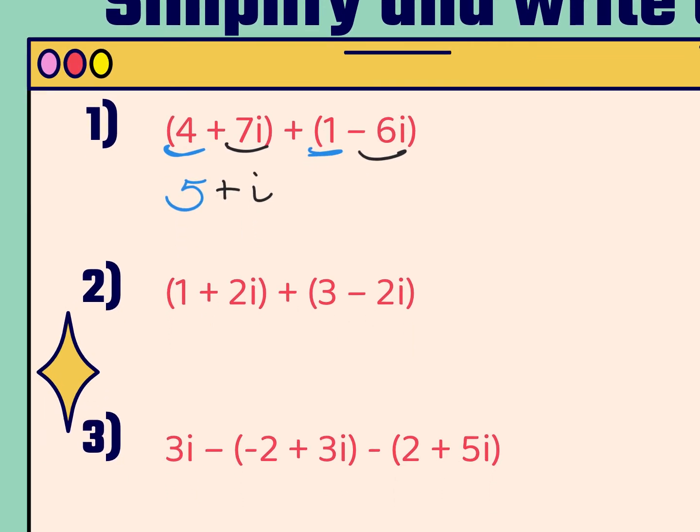Same thing on the next one. You're going to add your reals. 1 plus 3 is 4. And then 2i plus -2i is 0. So my answer is just 4.